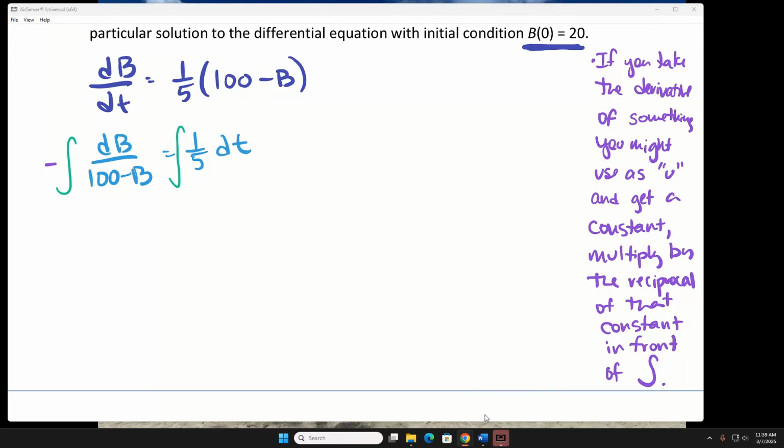All right, so now when I find the antiderivative of 1 over something with a dv, it's just going to be the natural log of that something. All right, and then on the other side, the antiderivative of 1/5 dt is going to be 1/5 t. And then just make sure you don't forget about that plus c. Okay, and then as soon as I have a c, I like to find what it is by plugging in the initial condition.